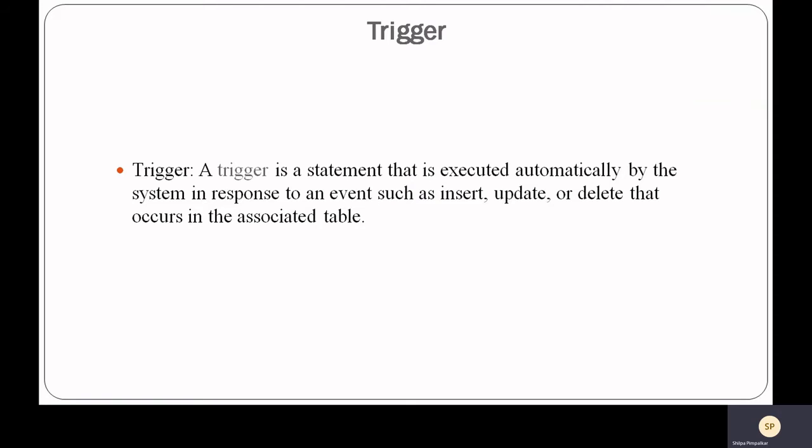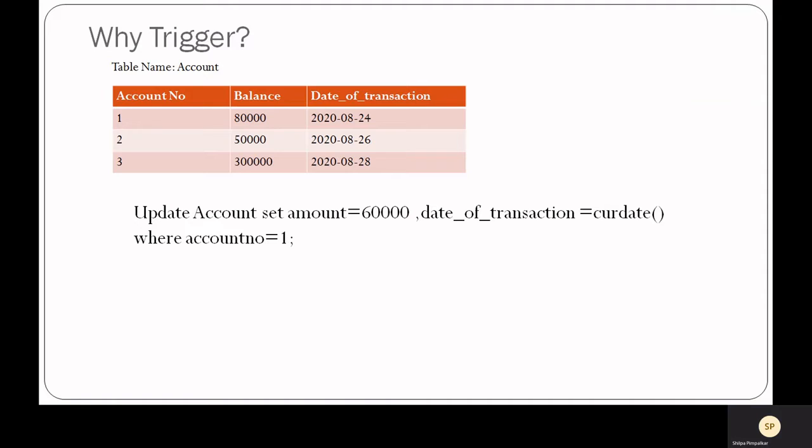A trigger is a statement that is executed automatically by the system in response to an event such as insert, update or delete that occurs in the associated table. For understanding the concept of trigger, I am using here the example of an account table. Suppose that you have created an account table with columns account number, balance and date of transaction.